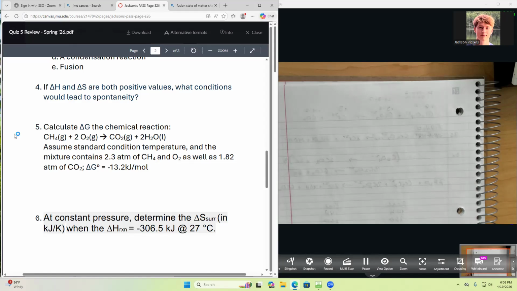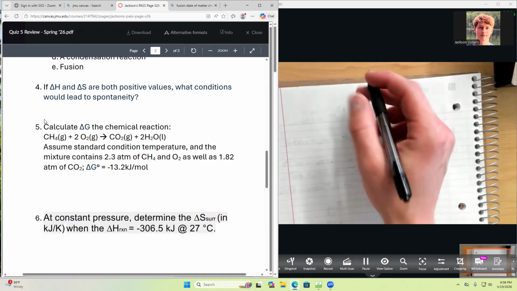What we can do here is find Q, because we don't know if we're at equilibrium, right? So we're going to find Q. Once we have Q and the standard delta G, we can find the non-standard, and that's what this is asking for: the non-standard Gibbs free energy. So spend a few minutes working on this one. I think the formula we have to use is this one.